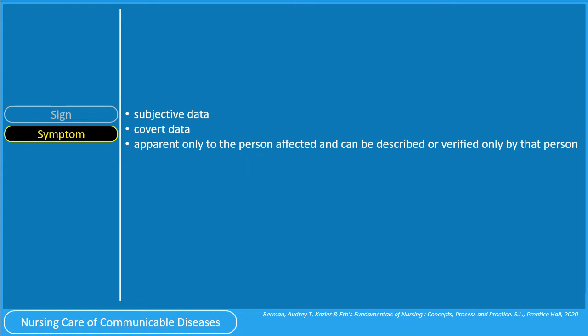Subjective data, also referred to as symptoms or covert data, are apparent only to the person affected and can be described or verified only by that person. Itching, pain, and feelings of worry are examples of subjective data. So when a patient says he or she has chest tightness, you cannot say, ay oo nga po, sumisikip yung dibdib nyo. Similarly, when a patient says, nangangati ako, you cannot say, mukha ka namang hindi nangangati. Remember, your symptoms are verified only by that person.